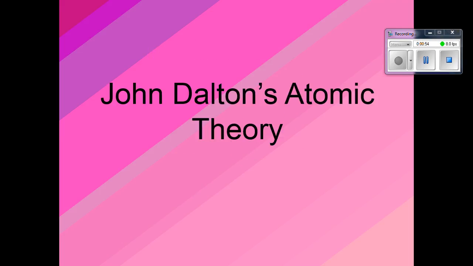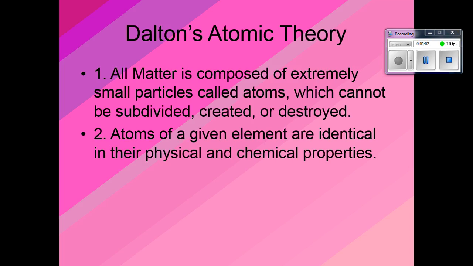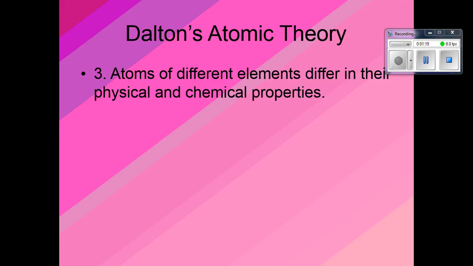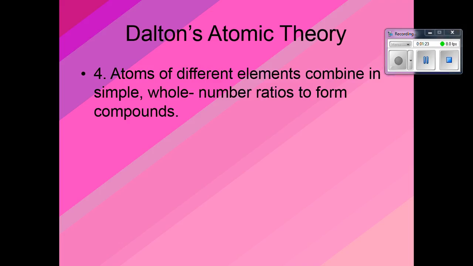So John Dalton's atomic theory. John Dalton was one of the first ones to really unify several hypotheses and put them into one theory. There are 5 tenets. First 2, all matter is composed of extremely small particles called atoms, cannot be subdivided, created, or destroyed. Second one he said was the atoms of a given element are identical in their physical and chemical properties. Okay. 3, atoms of different elements differ in their physical and chemical properties.